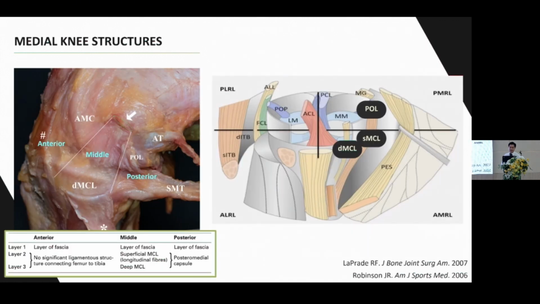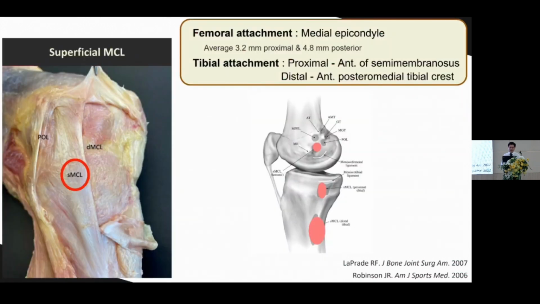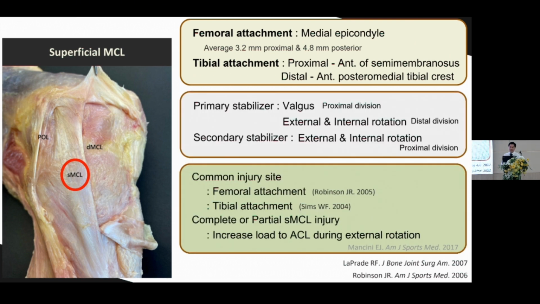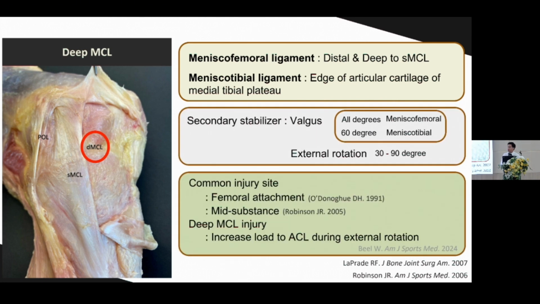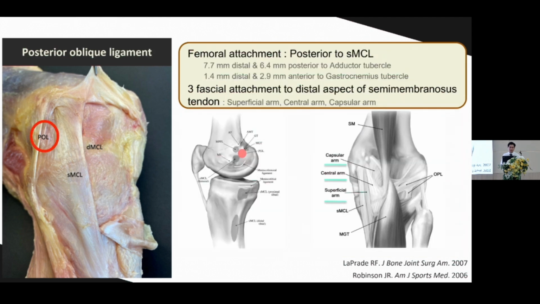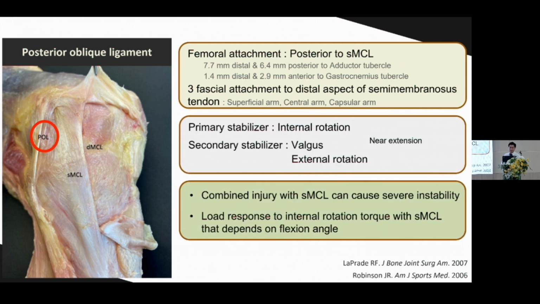The medial knee structure has been described in many ways, but the key stabilizers are the superficial and deep MCL and POL. The superficial MCL attaches from the medial epicondyle to the proximal tibia with 2 attachments. It acts as a primary stabilizer of valgus and external and internal rotation force. The deep MCL consists of meniscofemoral and meniscotibial ligaments, and it acts as a secondary stabilizer of the valgus and external rotation force. The posterior oblique ligament or POL attaches from the distal femur and has 3 fascial attachments to the semimembranosus tendon. It acts as a primary stabilizer of the internal rotation.